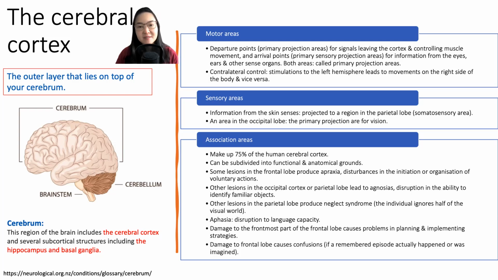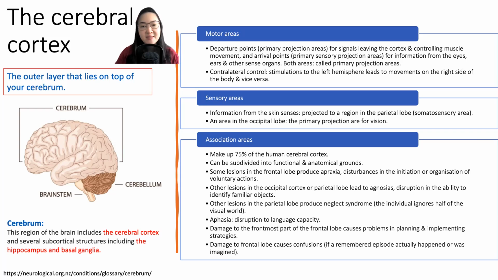Sensory areas. Information from the skin senses is projected to a region in the parietal lobe, which is the somatosensory area. An area in the occipital lobe is the primary projection area for vision. How about association areas? They make up 75% of the human cerebral cortex and can be subdivided into functional and anatomical groups.